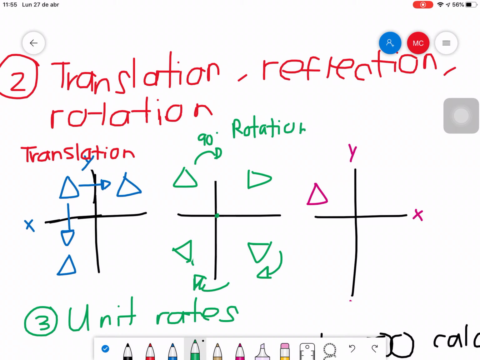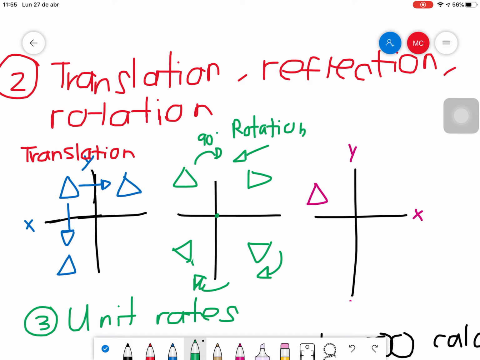Rotation. I just want you to be able to identify the movements. You won't have to rotate figures. You won't have to reflect them. You just need to be aware of the movement that I'm showing, okay? So remember, you're not gonna rotate the figures or translate them.